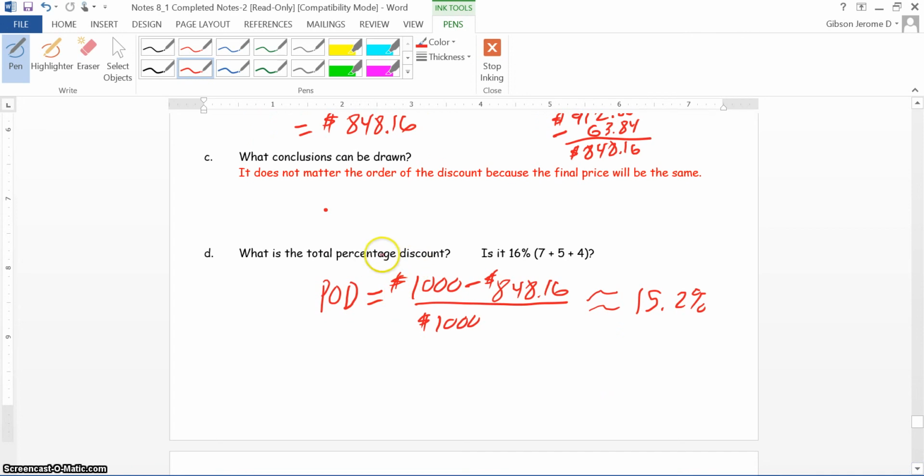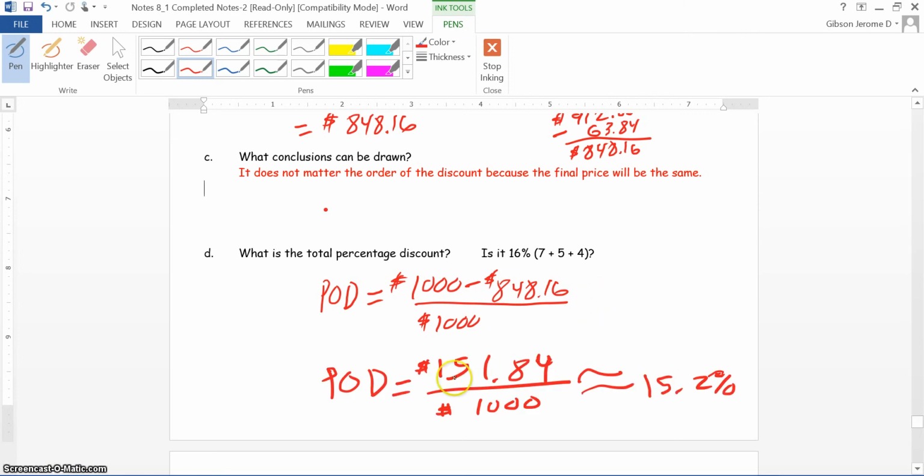So now we go to D. What is the total percentage discount? Is it 16%, 7 plus 5 plus 4? What we would do is take the larger amount, which is 1,000, minus the discounted amount, which is $848.16, the lower amount, divided by the original $1,000. So we subtract this, and we end up with $151.84 for our numerator, divided by 1,000, and it will be approximately 15.2%.